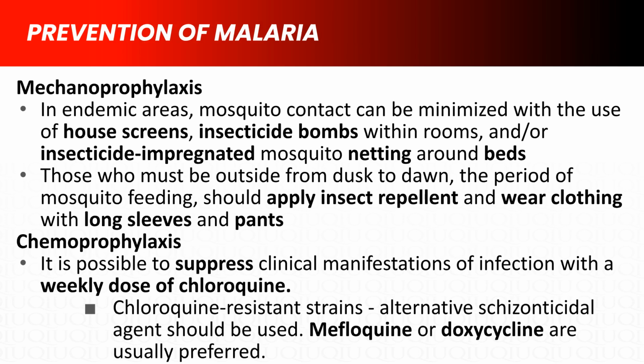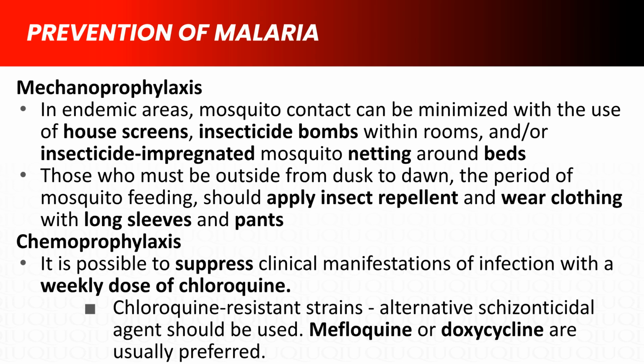Prevention of malaria requires multiple strategies. Mechanoprophylaxis focuses on reducing mosquito contact. In endemic areas, house screens prevent mosquitoes from entering living spaces. Insecticide bombs can be used within rooms before sleeping, and insecticide-impregnated mosquito netting around beds provides excellent protection during the night when Anopheles mosquitoes feed.